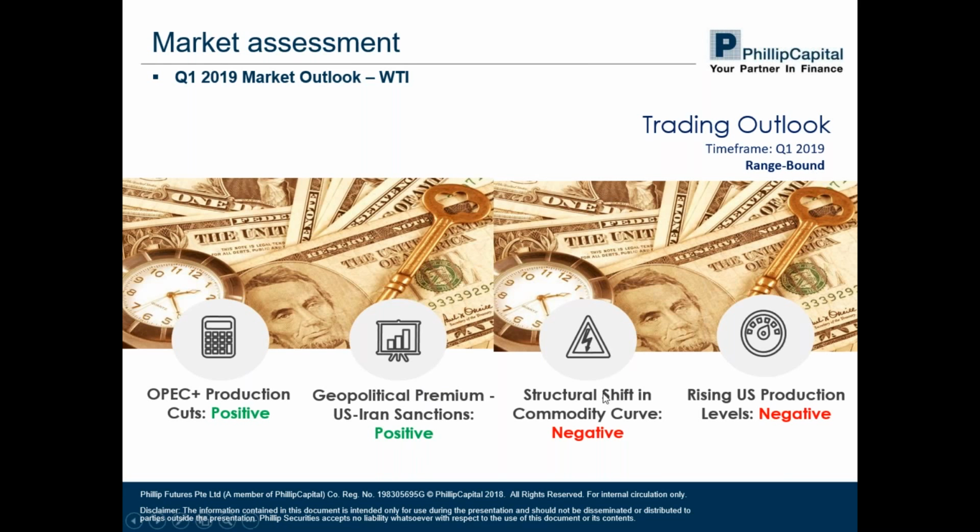However, there is a structural shift in the commodity curve, as I mentioned. It's now in contango, with very sharp movements, and of course the technical charts sell off. Also, rising US production levels look likely to negate all this positivity. So there's a lot of uncertainty, but a modest recovery is likely to transpire, though still range-bound under these conditions.